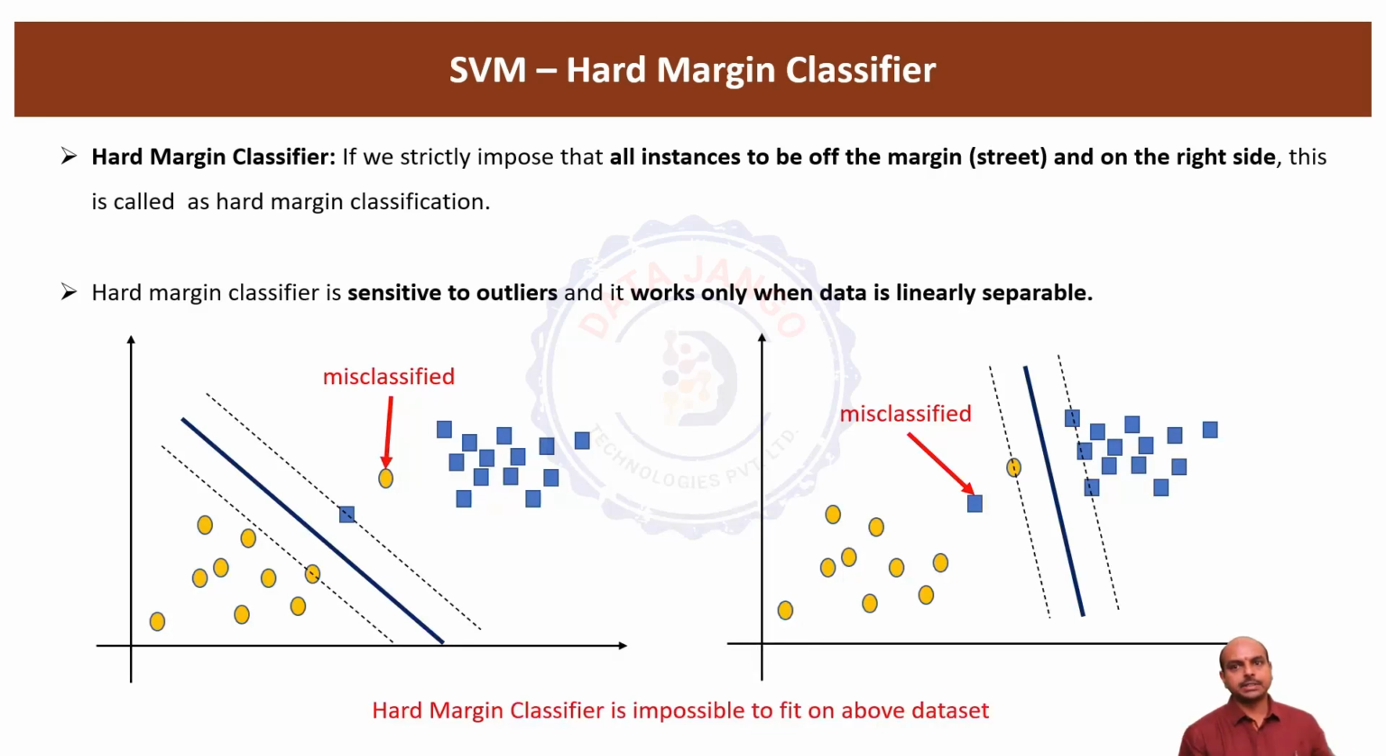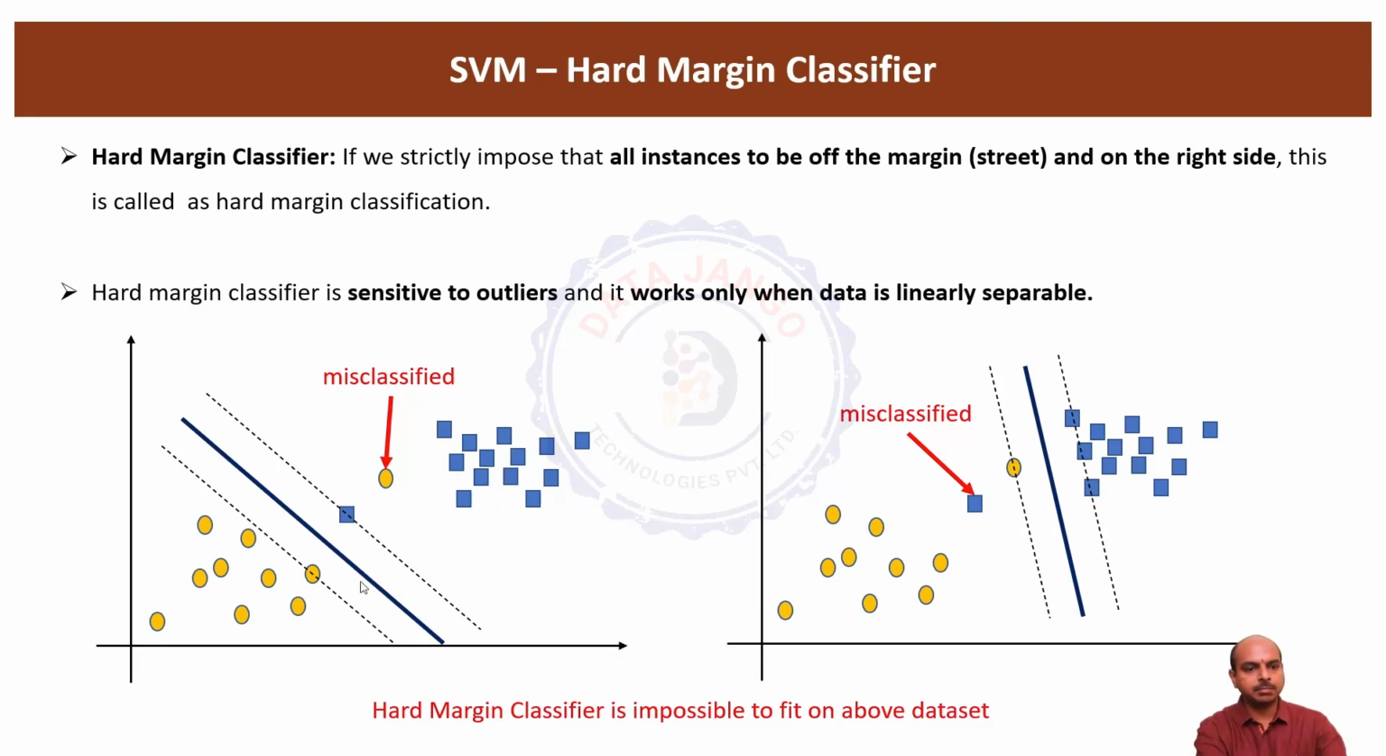So there are two variants in SVM algorithm. One is hard margin classifier and second is soft margin classifier. Hard margin classifier always strictly imposes that there should not be any data points on the margin. There should not be any data points falling on the margin, or any data point falling on the wrong side of the decision boundary.